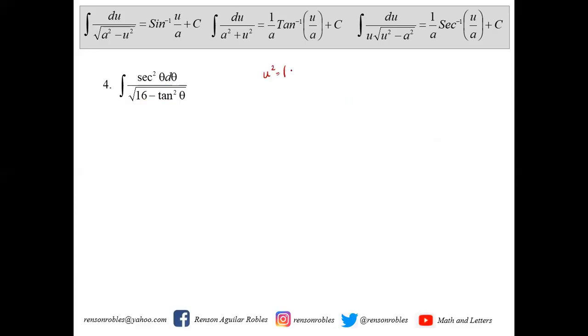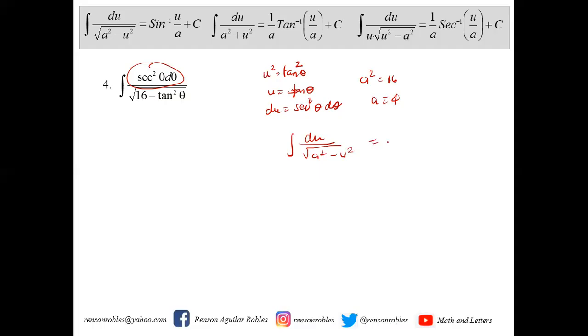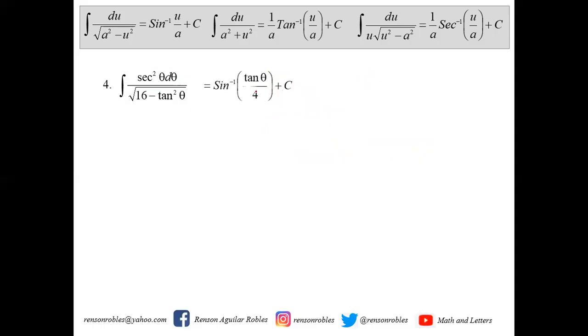You can now see here that u squared equals tangent squared theta, and u equals tangent theta. Differentiating u, you have secant squared theta d theta, which you can find here. And then you know that a squared equals 16 and a is equal to 4. So this can be written as the integral of du all over the square root of a squared minus u squared. And this will lead us to arc sine of u over a, and finally that will give us arc sine of tangent theta over 4 plus c.